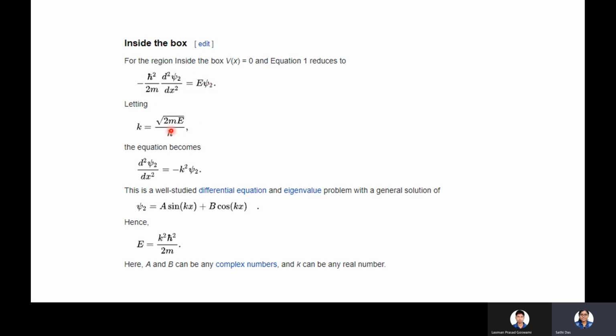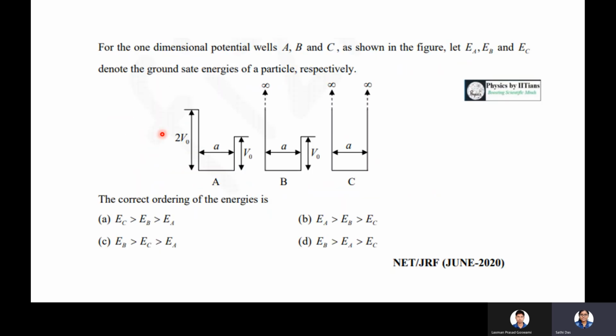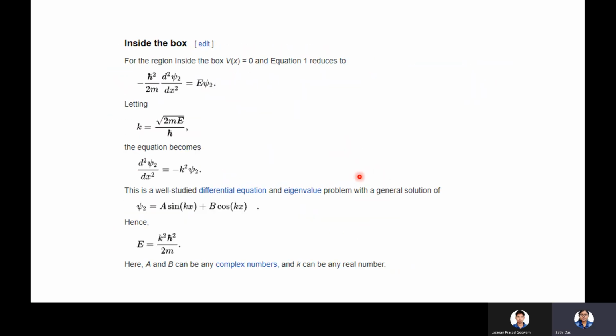So we can take k as root over twice mE by h cross square. Then this equation can be written in the form d2 psi dx2 equals minus k square psi, and E will be proportional to k square. So E is directly proportional to the k value. Now suppose there is a finite potential, that is, the potential is not zero, V has some finite value.